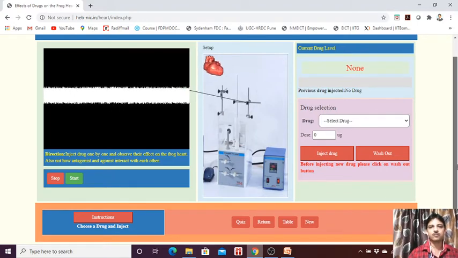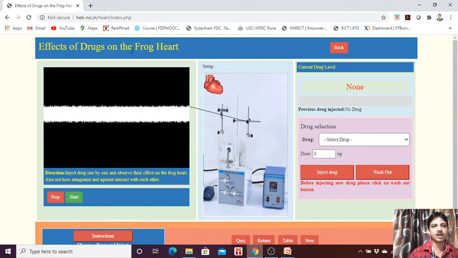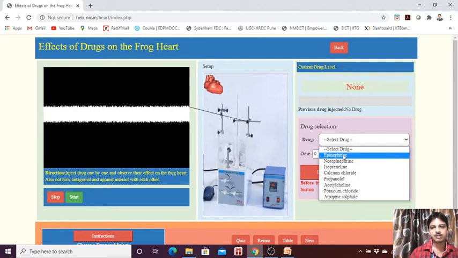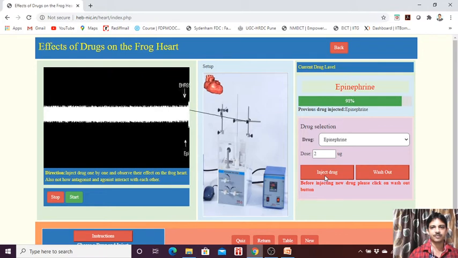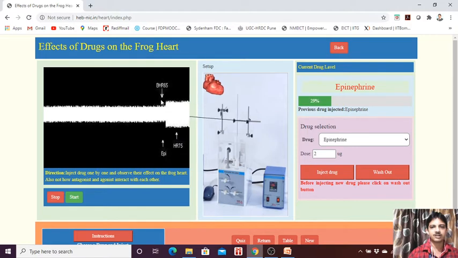So as you can see, this is our normal baseline, and from here we can find the drug. The drug will automatically come, so there is no need to check, and you just inject the drug. Now here you can find the basal heart rate, basal heart rate means normal.